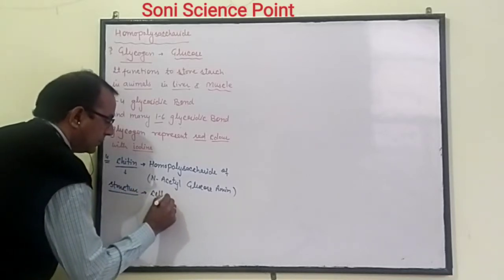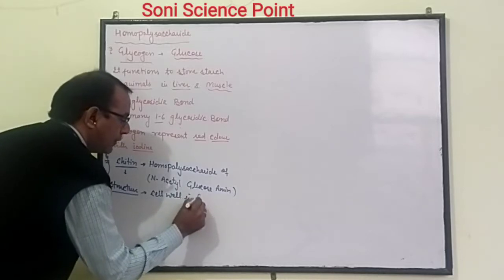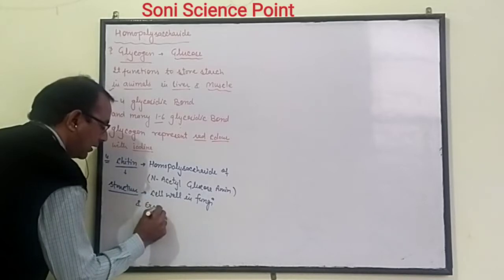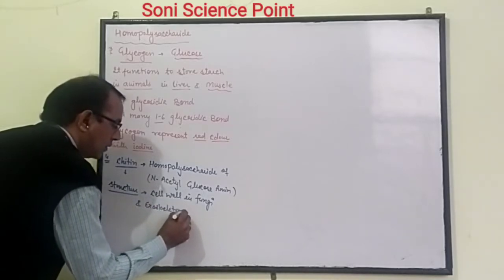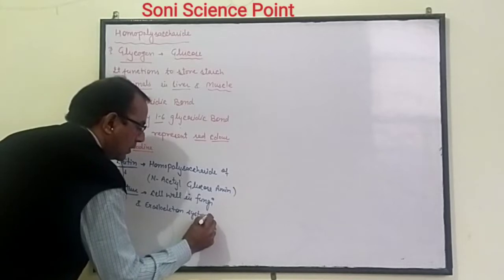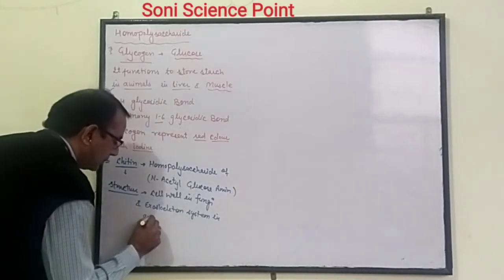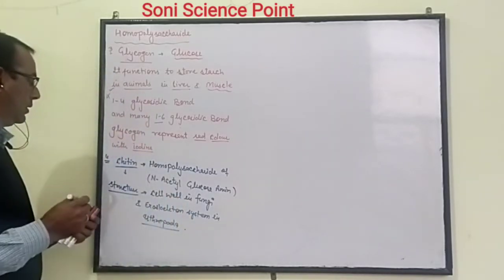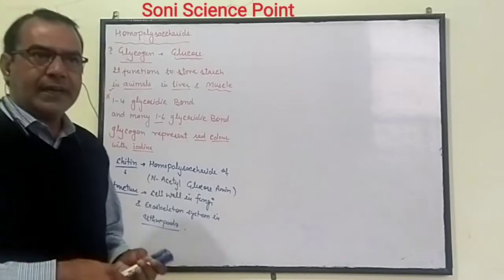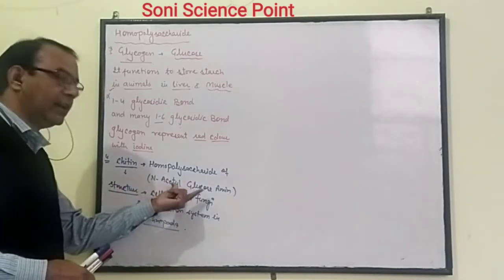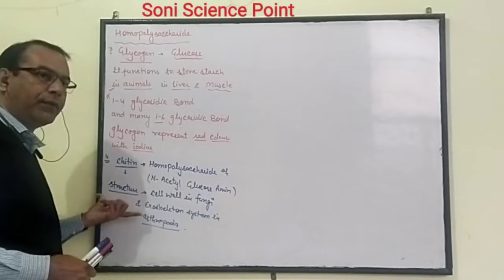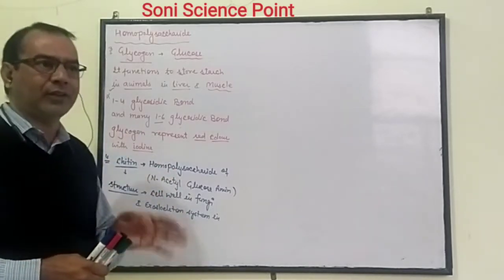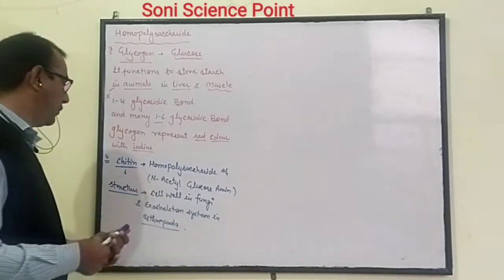Cell wall in fungi and exoskeletal system in arthropoda. Chitin is also a homopolysaccharide which contains a long chain of N-acetyl glucosamine. And what is the function of chitin? It helps to make the exoskeleton in arthropoda as well as the cell wall in fungi.